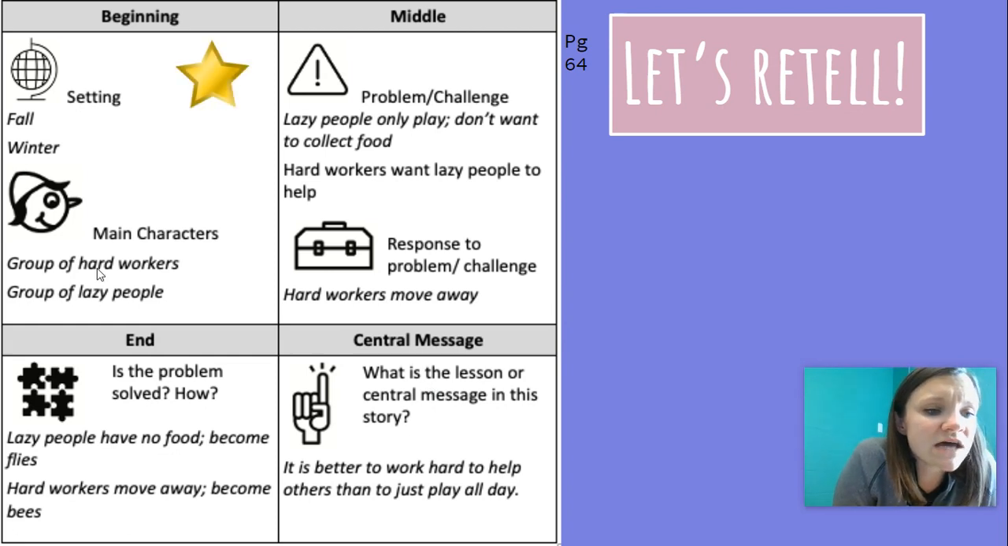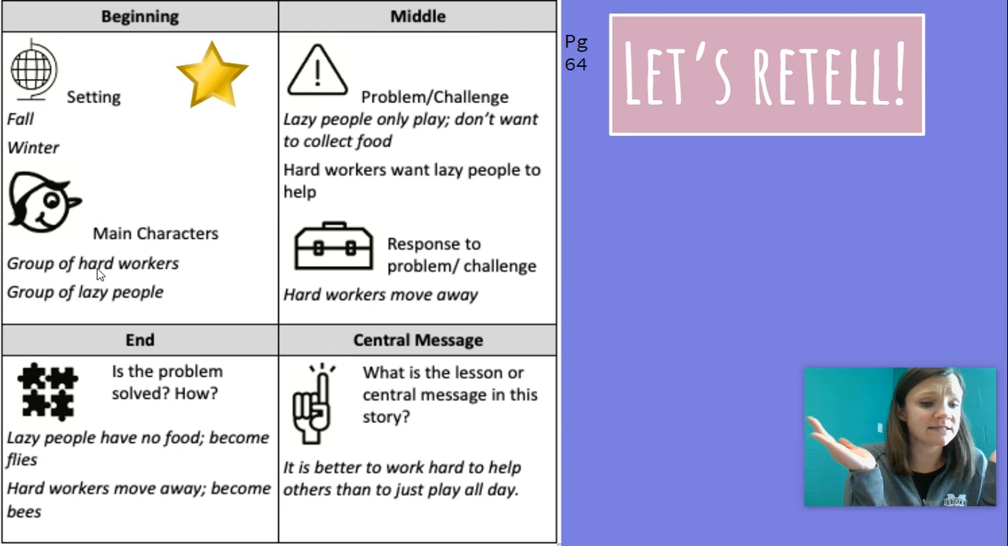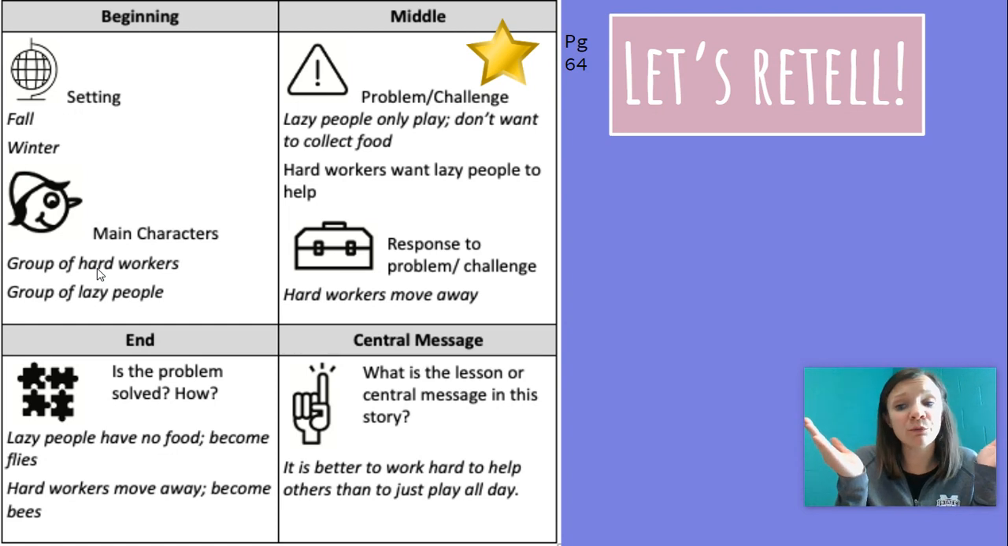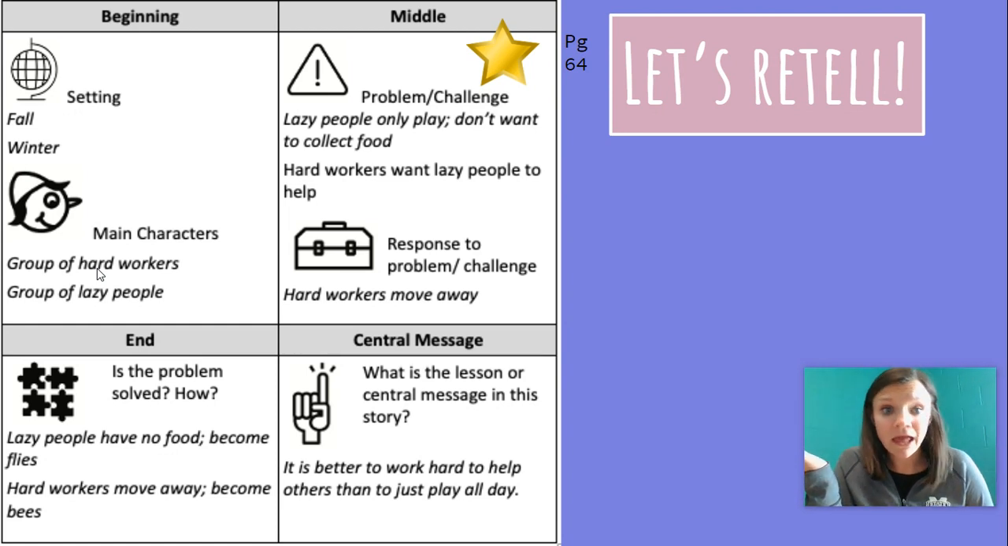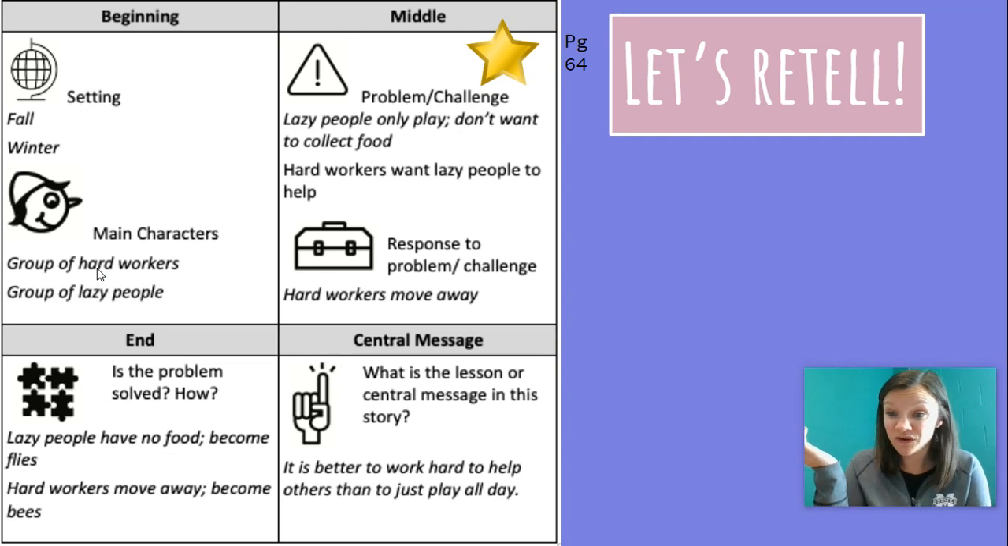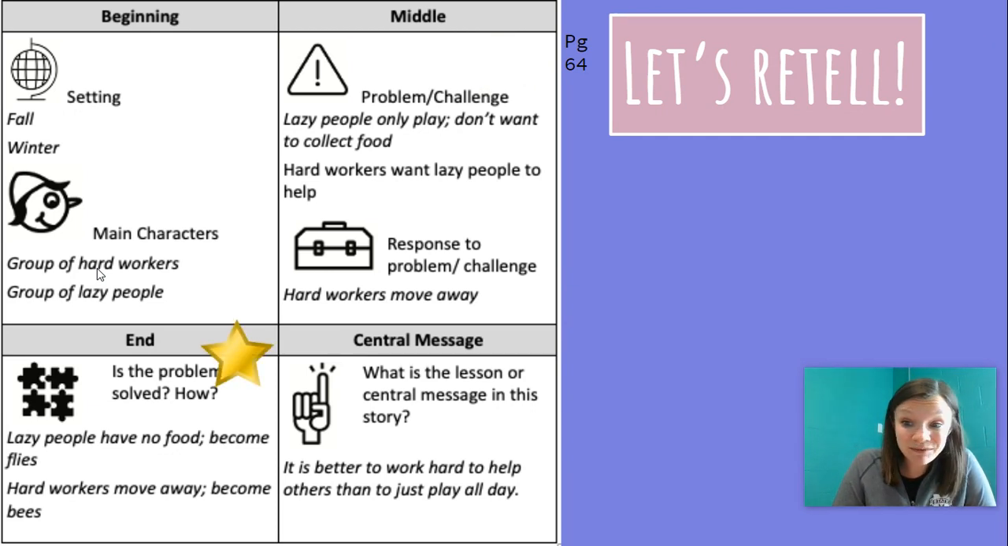In the beginning, it was about fall or winter time. There were a group of hard workers and a group of lazy people. Well, the lazy people only wanted to play. They didn't want to help collect food. The hard workers collected the food and they wanted the lazy people to help them. The hard workers got upset and their response to that problem was they moved away. They weren't taking care of those lazy people anymore. Because of that, the lazy people have no food and they turn into flies. Ooh. And the hard workers move away. They want to take care of themselves.